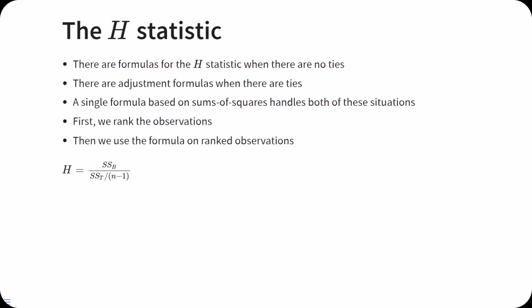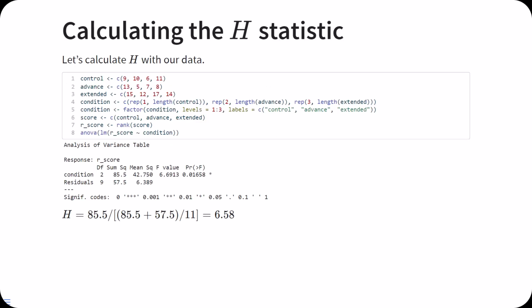First, we rank all the observations. We put them all together from all the different conditions and then rank them. And then we use this formula based on ranked observations. We look at the sum of squares between and divide that by the sum of squares total divided by n-1, which is the total degrees of freedom. Let's look at an example.